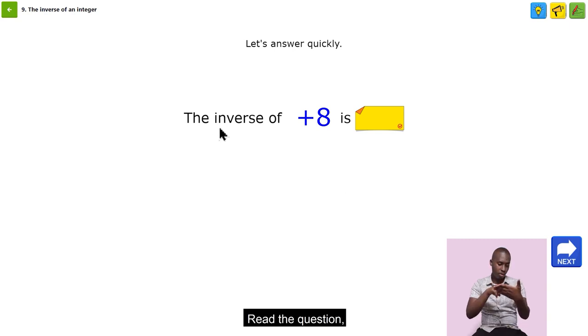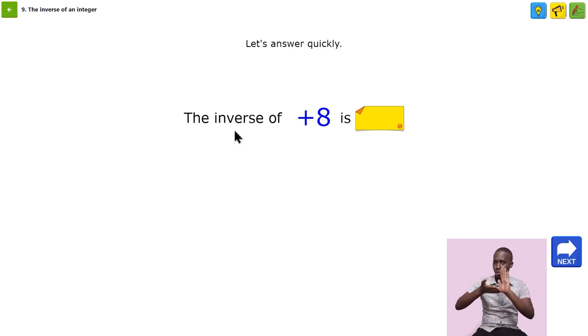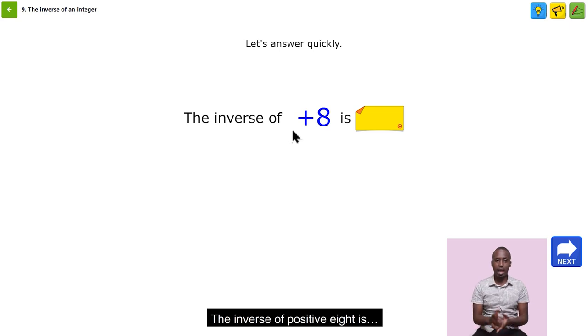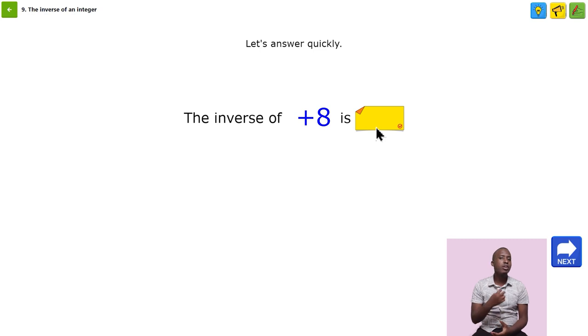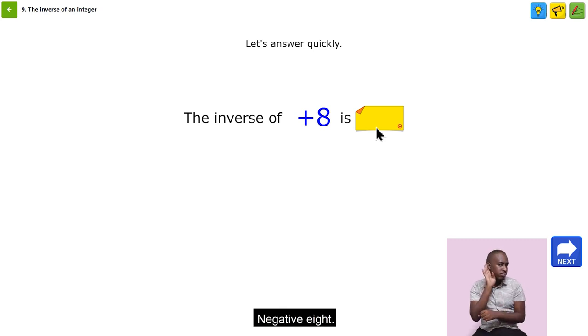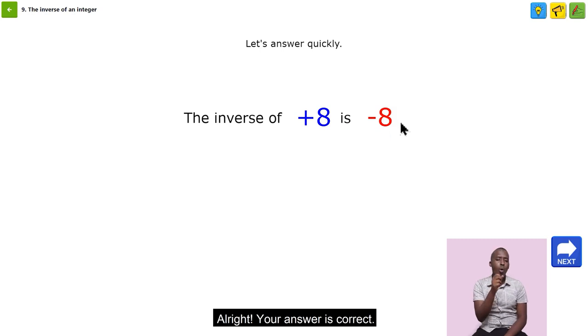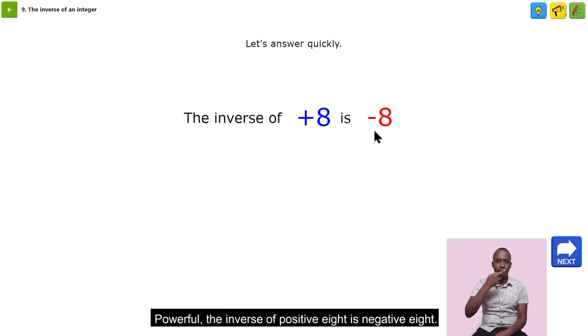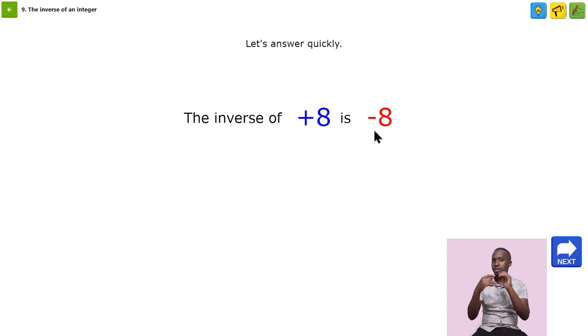Read the question and let's answer quickly. The inverse of positive 8 is... Speak louder. Negative 8. Can you check the answer? All right, your answer is correct. Powerful. The inverse of positive 8 is negative 8.